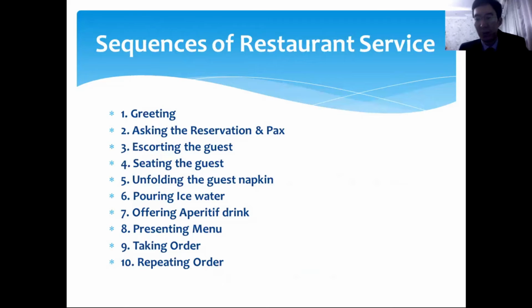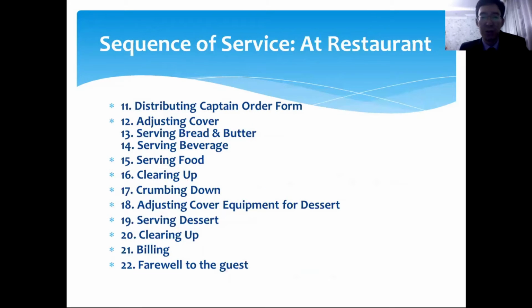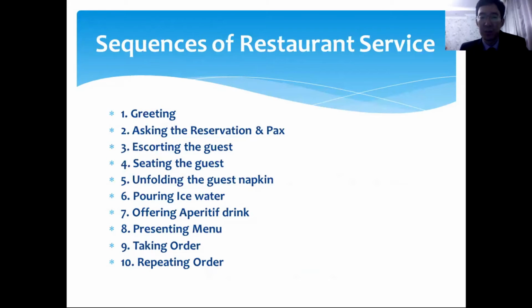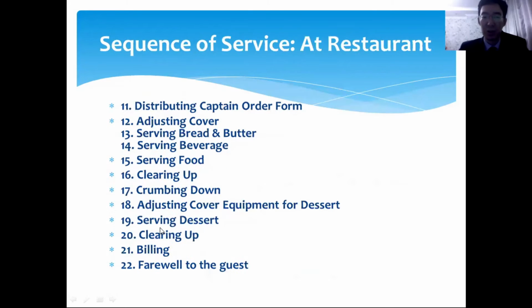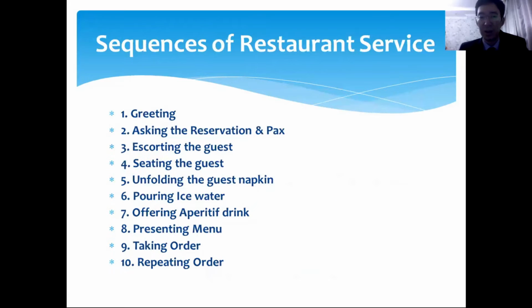Then, of course, we are supposed to cover the sequence of services. Here we have 22 sequences. We're not going to focus on every single one of them, but usually the service starts with the greeting and ends with the farewell after the bill is paid. We can see here the word tax. That is the word used in the hospitality industry, which refers to the number of the guests.